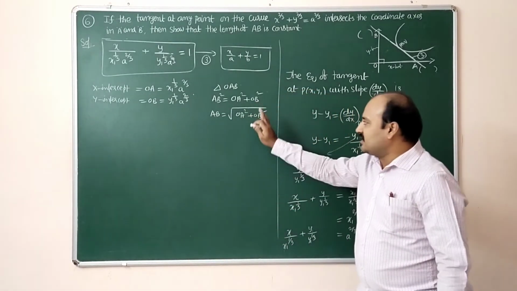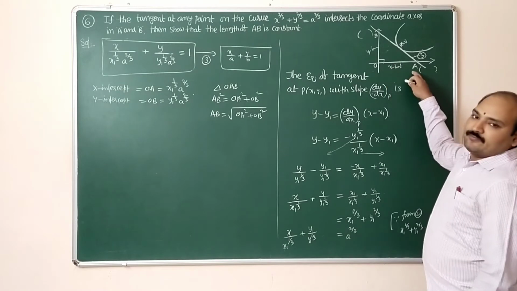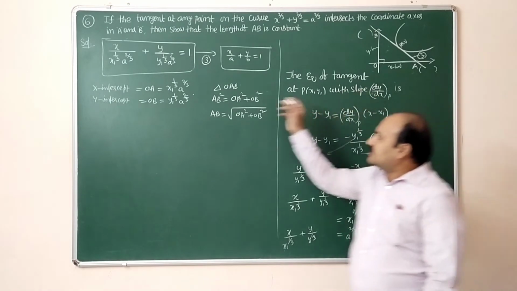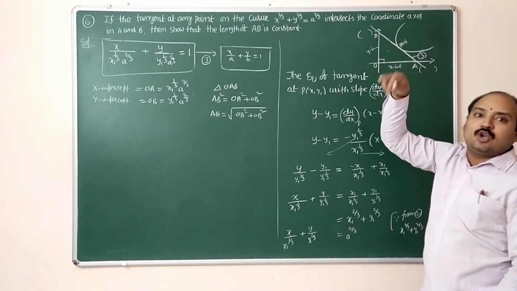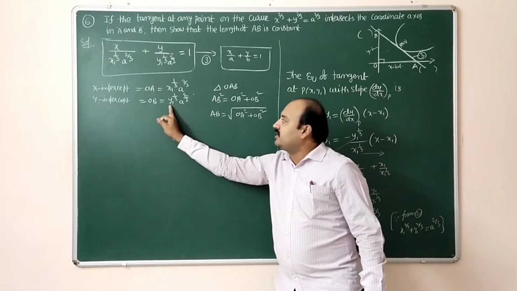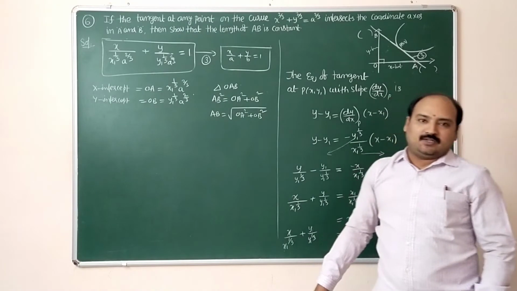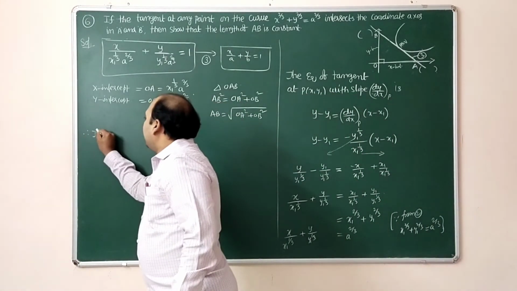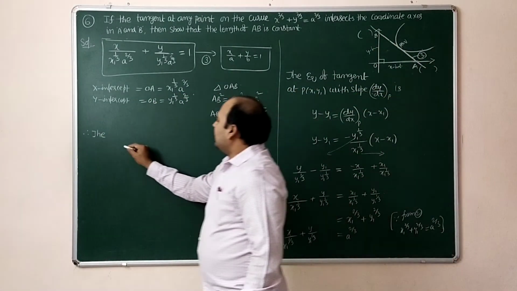Suppose you don't want to apply the Pythagoras theorem. This is the x-intercept, so the point A becomes a comma 0, this value comma 0, and the point B is 0 comma b, 0 comma this value. After getting the 2 points, you can also calculate the distance between the 2 points. Otherwise, you can approach this method. Therefore, the length of tangent AB. AB means the length of tangent here.